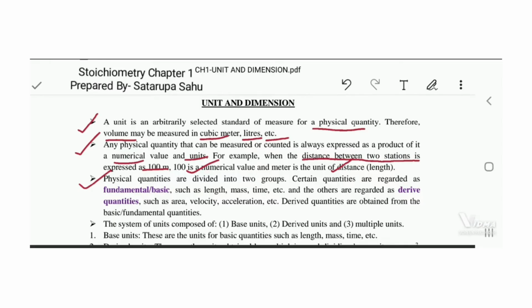Now let's come to the classification of physical quantity. There are two types of quantity. One is the fundamental or basic quantities and another is the derived quantities. Fundamental quantities are length, mass, time, temperature, etc. Whereas derived quantities are obtained from the basic quantities. They are area, velocity, acceleration, etc.